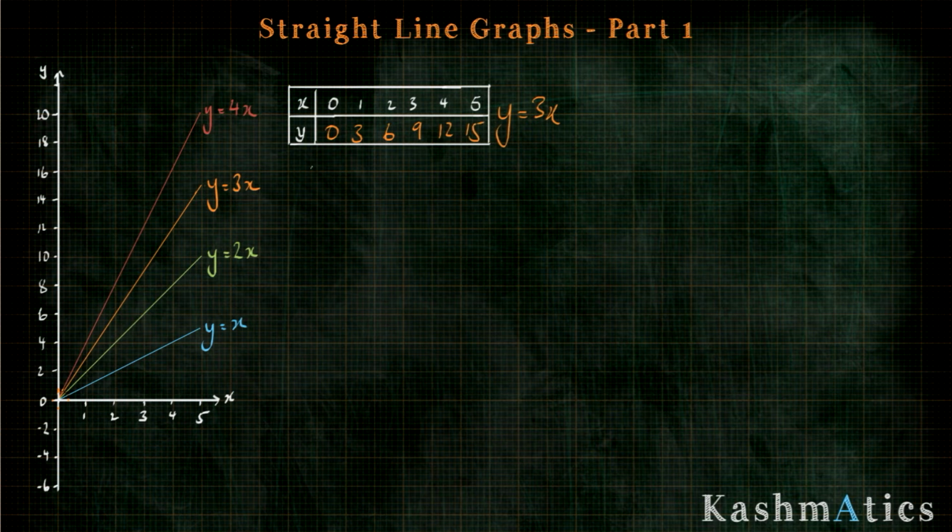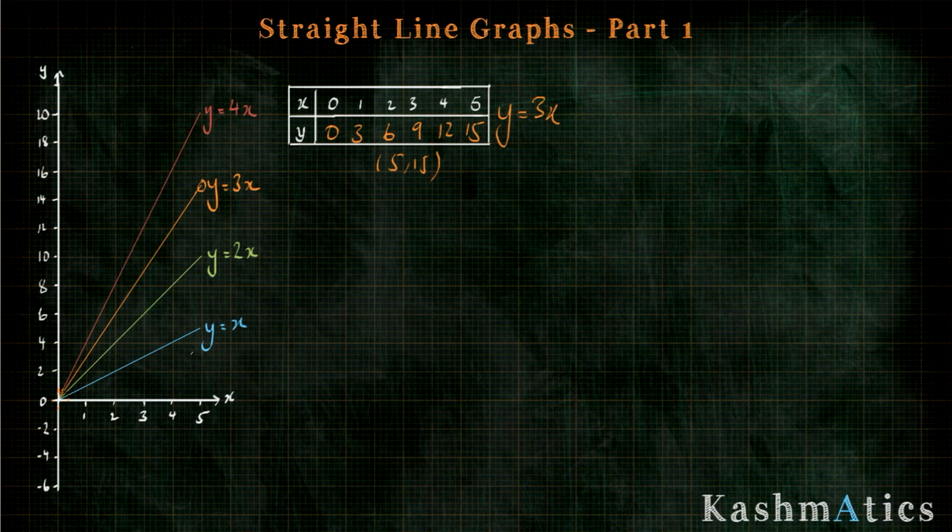And if I wanted to plot any of these points, I look at the x value and the corresponding y value, so 5 and 15 in this case, and I would plot that over here, so 5 across, 15 up. So this orange line here is the line of the equation y equals 3x. And we've also got y equals x, y equals 2x, and y equals 4x.